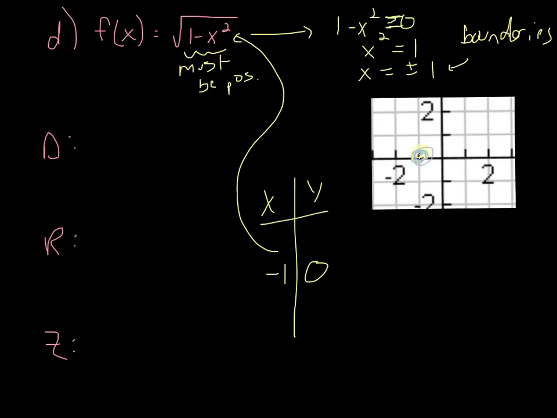Alright, plug in +1 for x. Okay, 1 minus 1 squared, boom, it's 0. You get 0 again. What's in between -1 and 1? What am I missing? I'm missing 0. Let's plug that in. What's 1 minus 0 squared? 1 minus 0 squared, that's 1. Square root of 1 is 1. Boom.